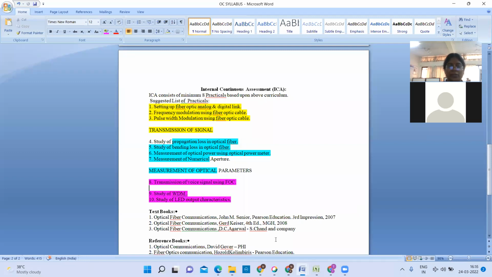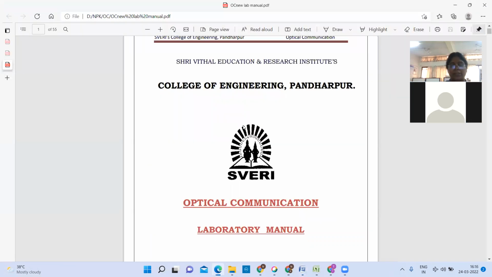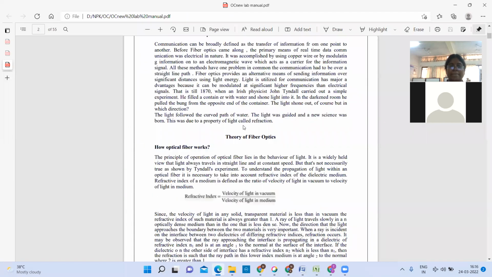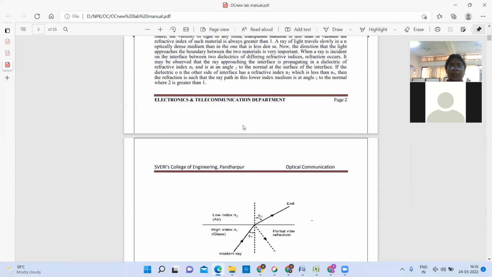Okay, now I will show you the lab manual for this optical fiber. So I will also share it in your study material. If you see the practicals for optical communication, actually the practicals are very easy as compared with practicals of other subjects, because the kit and whatever are the connections, those are very simple for these optical fiber experiments.